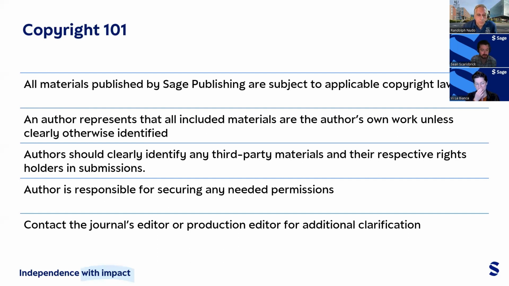To avoid any potential issues with plagiarism, such as representing someone else's work or their ideas as your own, or copyright infringement, such as violating the exclusive copyright rights of an author, or any other violation of the rights of other parties, and this can include, but is not limited to, personal rights, an expectation of privacy, or other confidentiality requirements, authors should clearly identify any third-party material and their respective rights holders in their submissions. The author shall additionally ensure that any needed permissions are secured and provided to the journal with their accepted article. And whenever you're in doubt, please contact the journal's editor or production editor for additional clarification.